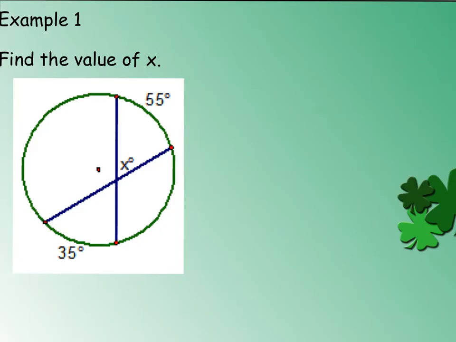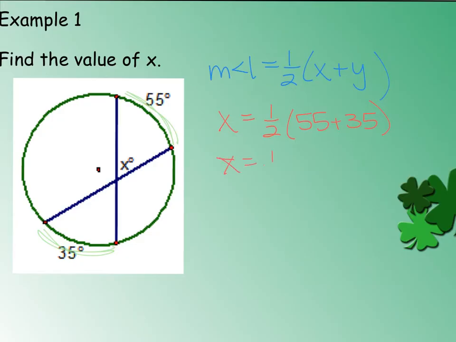In this first example, we see 2 chords hanging out. So I'm thinking that the measure of angle 1 is equal to half of the sum of the intercepted arcs. Well, the sum of the intercepted arcs, we're dealing with a 55-degree arc and a 35-degree arc. So the measure of x is equal to 1/2 of 55 plus 35. So x is equal to 1/2 of 90. So the measure of x is 45 degrees.